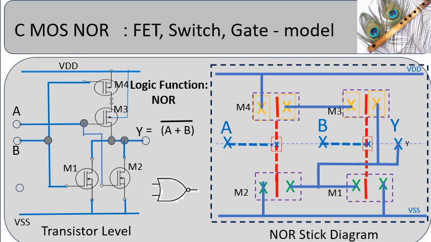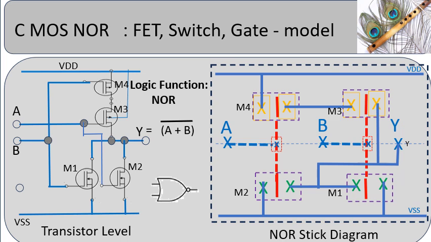A NOR gate produces a high-state logical output only when both the inputs A and B are at low logic level state. The pull-down network consists of two parallel NMOS transistors. When either of the inputs is high, NMOS conducts and pulls the output to low-level logic state.